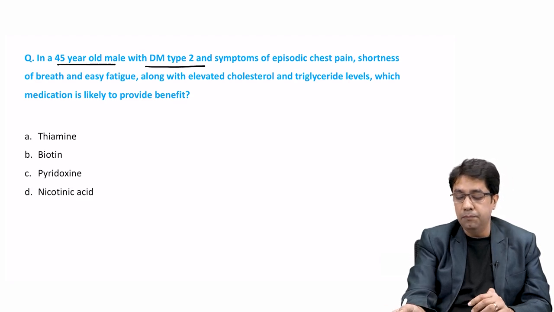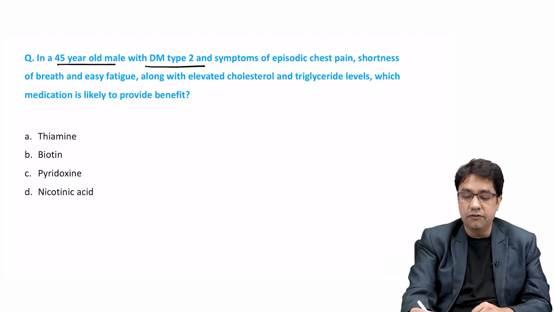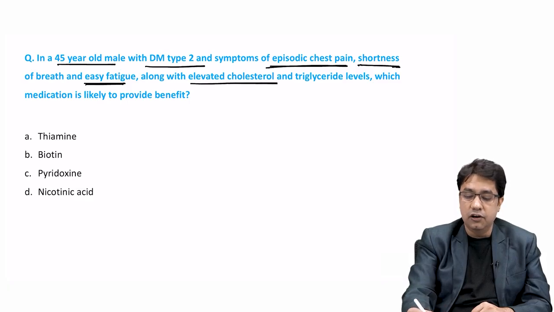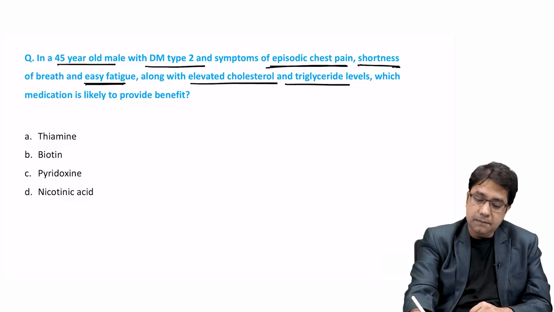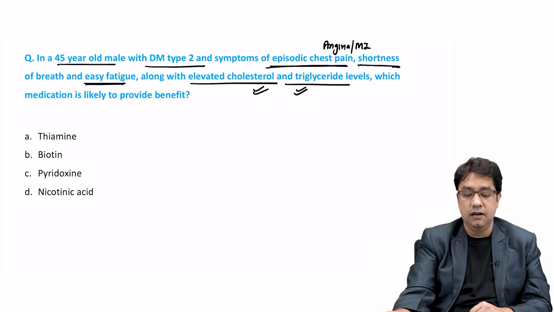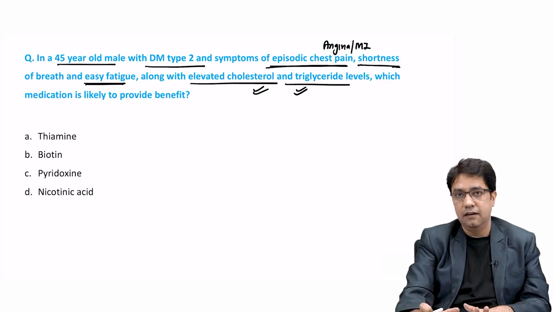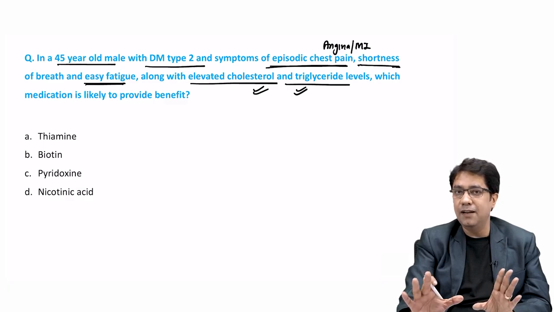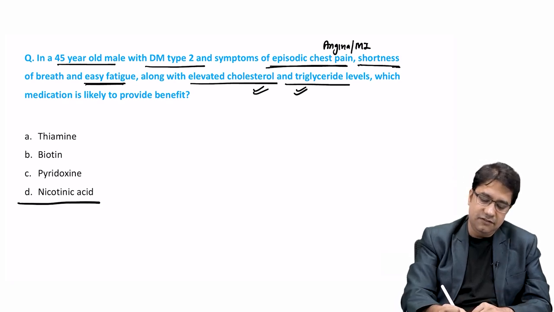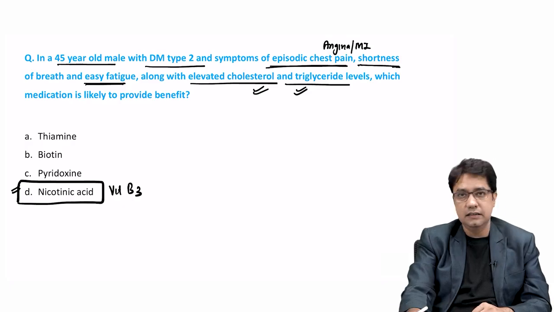A 45-year-old diabetes mellitus type 2 patient comes with the symptoms of episodic chest pain, shortness of breath, easy fatigue, and elevated cholesterol and triglyceride level. So can we say patient is suffering might be from angina or MI, and his cholesterol and triglyceride levels are increased? Which of the following vitamins can provide benefit? So can you tell me which vitamin reduces blood lipid levels? Yes, that is vitamin B3, nicotinic acid is the answer.